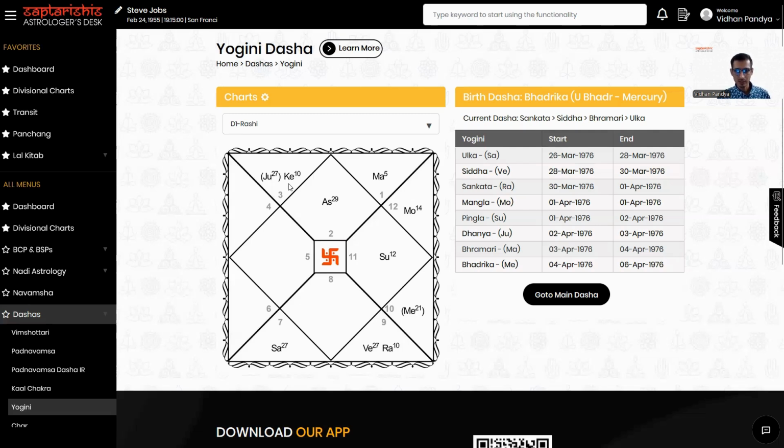Once you look at the Gemini sign, then Sankata, which means Rahu, goes in the 7th house. The 7th from Gemini will be the Sagittarius sign. So Sankata, Rahu is in the 7th house, Siddha, Venus is in the 7th house, Brahmari, Mars is in the 11th house, and Ulka, which is Saturn, goes in the fifth house, right?